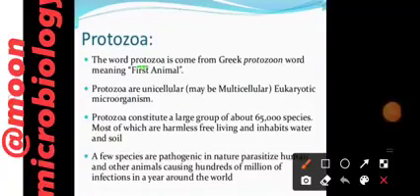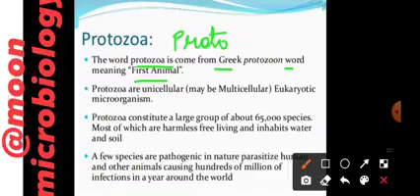The word protozoa came from the Greek word protos, meaning first animal. The word protos means first and zoon means animal. And the study of protozoa is called protozoology.